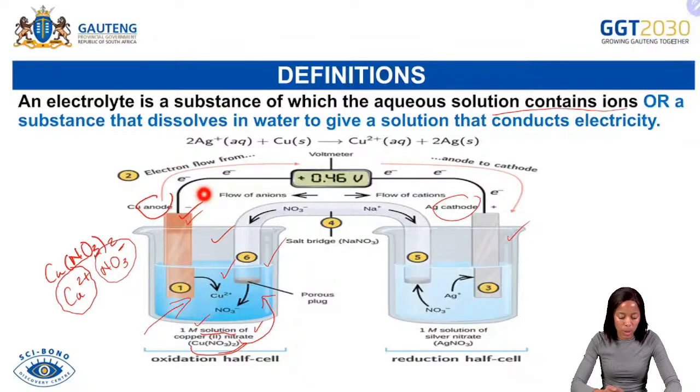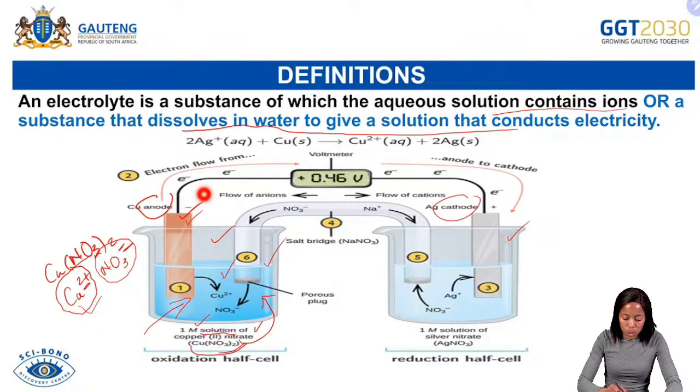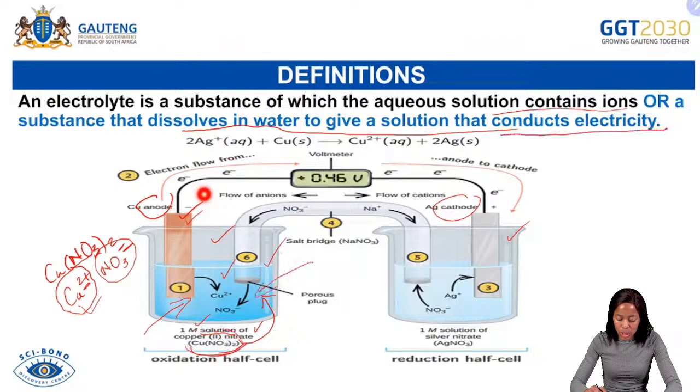So those ions are what? We have your cations, which are positive, and your anions, which are negative. Or it says a substance that dissolves in water. So this copper 2 nitrate is our electrolyte. It is a substance which is going to dissolve in water to give a solution that conducts electricity.